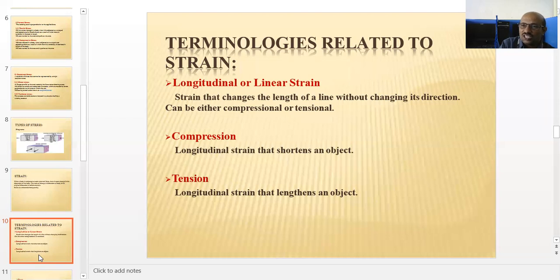There is no change in the direction, but a change in the length will be there. That is called strain. So what is our definition? Change in the length to the original length. The same thing will be there.